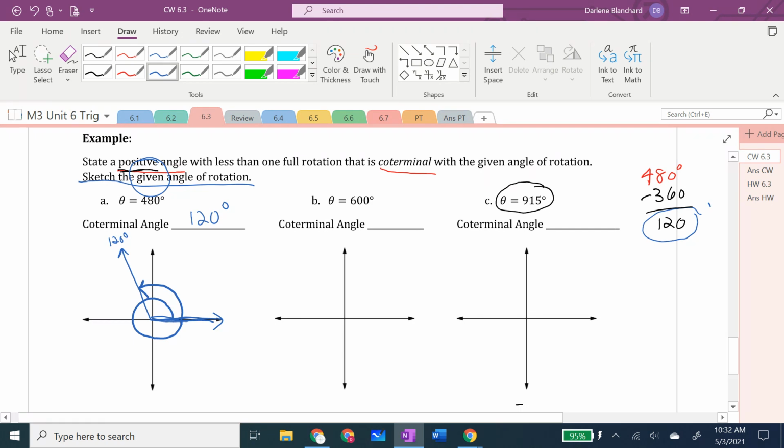So 600 degrees. What is 600 minus 360? Anyone? Thank you. That's 240 degrees. And now where would that be? Where is 240 at?